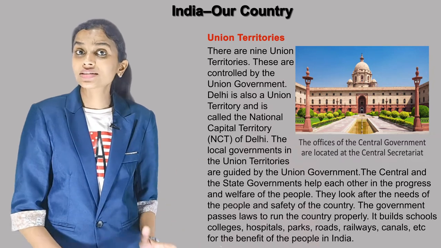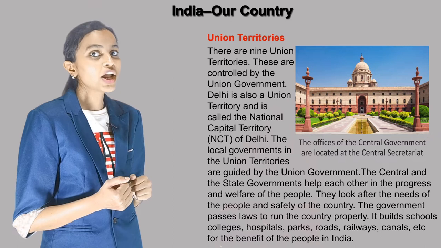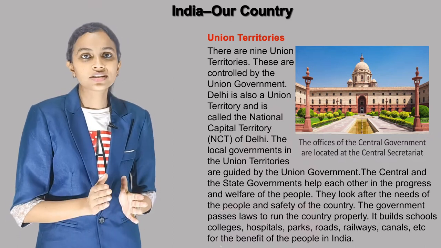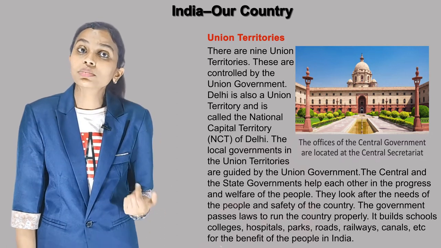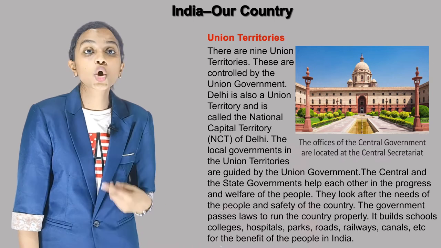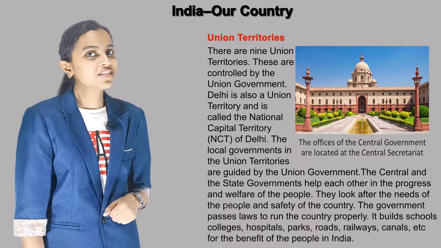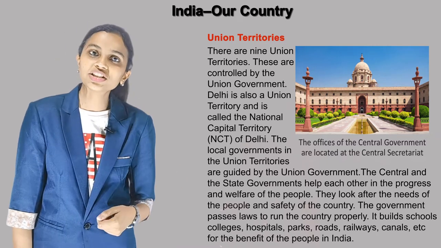The government passes laws to run the country properly. The government passes laws so that the country can run in a good way. Okay, or it builds schools, colleges, hospitals, parks, roads, railways, canals, etc. for the benefit of the people in India.